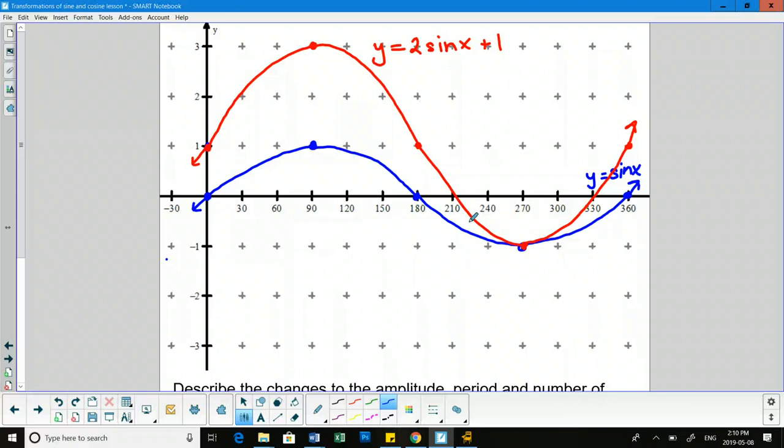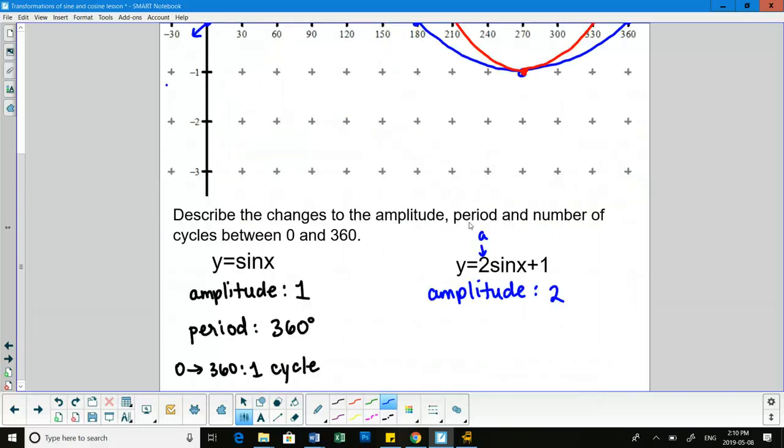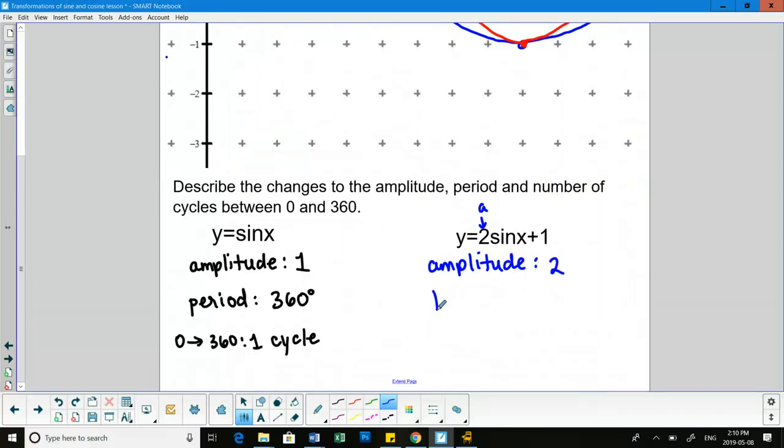Okay, have we changed the stretch and compression horizontally at all? Have we changed the length of the period? No, that's actually the same. Yeah, the k value hasn't changed. So the period is still 360, and one cycle fits between 0 and 360.